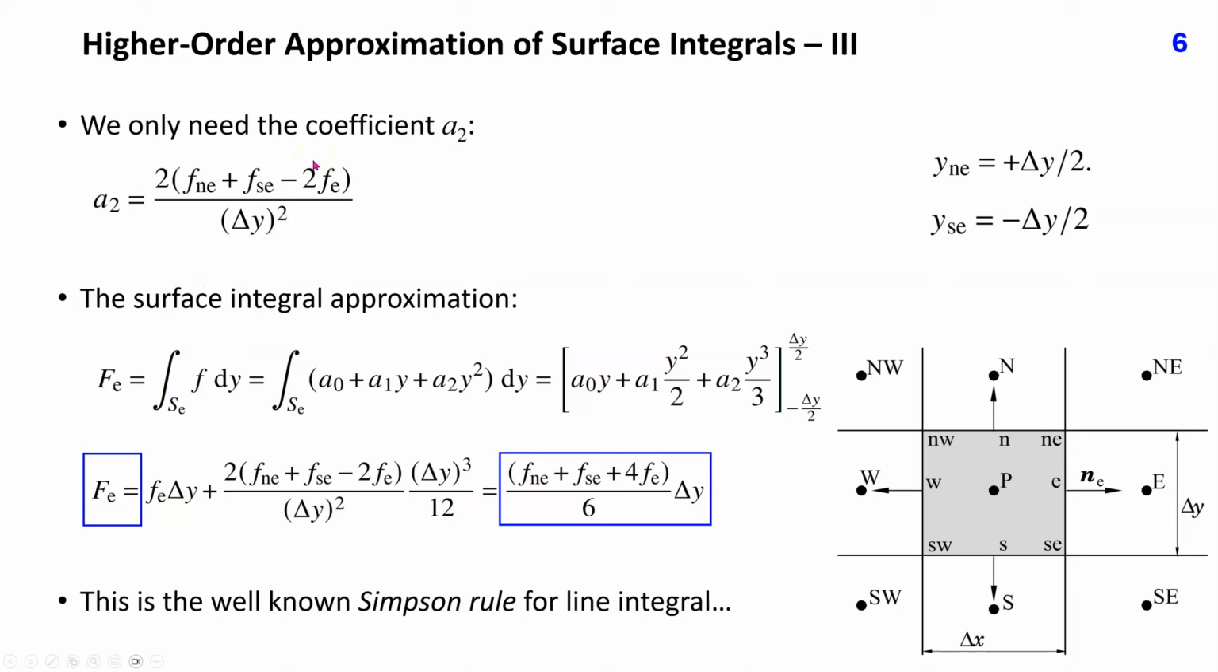We don't need to determine A1 because it drops out when we integrate the parabolic function f along the face from SE to NE. Because the integral limits are of the same magnitude and opposite sign, terms with even powers of y cancel out when limits are applied, leaving in the end the following expression for the surface integral over face E. The mean value of the function on face E is now approximated as 1/6 of the sum of two corner values and 4 times the midpoint value. This is the well-known Simpson rule for numerical integration in one coordinate direction.